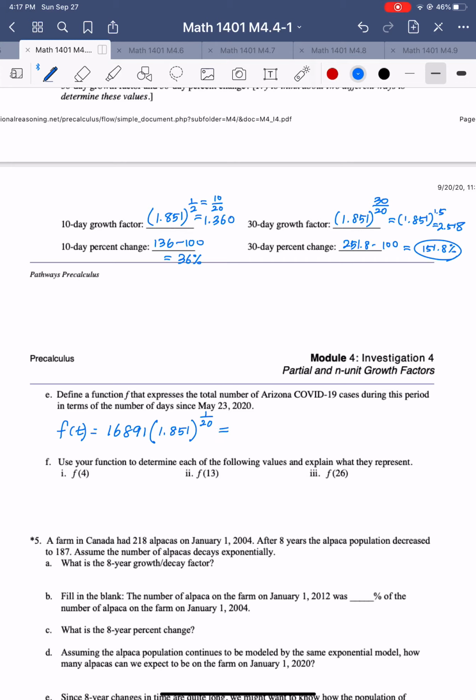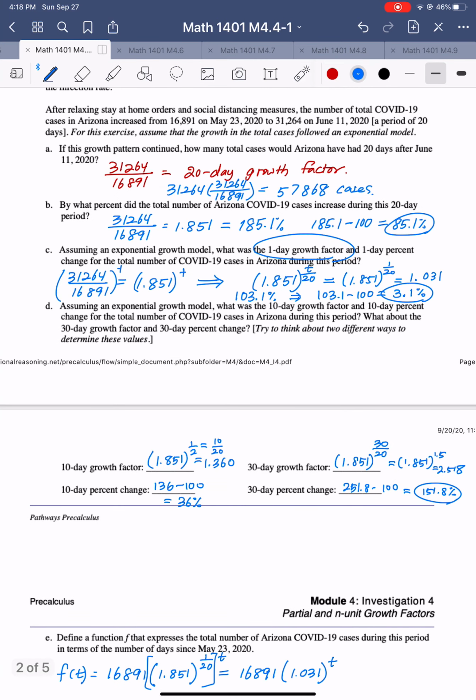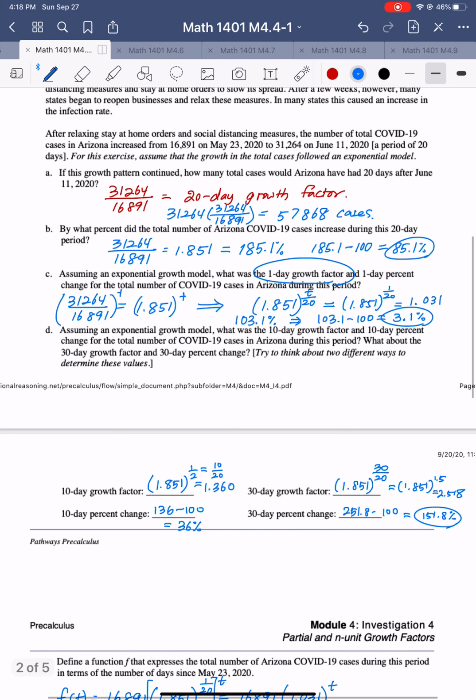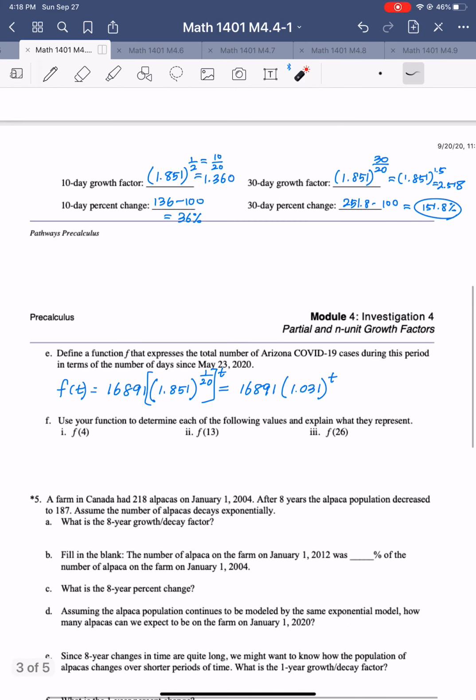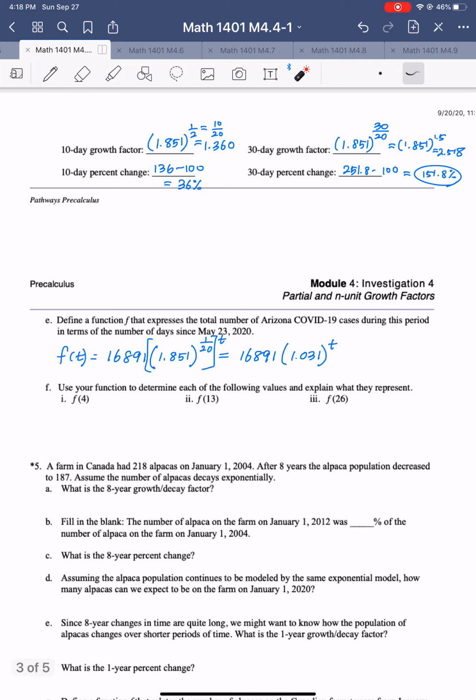And then it becomes a t, okay? And then we change the t as every day, okay? So 16,891, and then if you put it as 1.031 to the tth power, which we already had here for the 1 day. Did we? Yeah, 1 day right here. Yeah, we already found it from here. Right here. Okay, so this is what you need to use for the 1 day. And then f, you just need to plug it in.